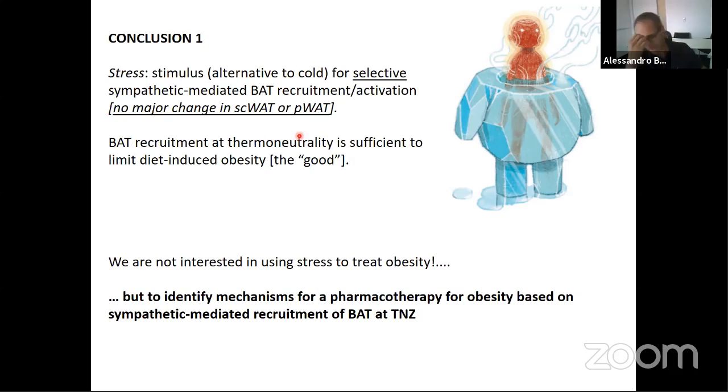But obviously, we are not interested in going around and suggesting people to be overstressed to prevent obesity, because unfortunately, as we know, very often stress is linked to binge eating, to hyperphagia. It actually results in obesity unless you have other mechanisms compensating for this. But the question really is, can we use this mechanism to identify novel approaches for obesity?